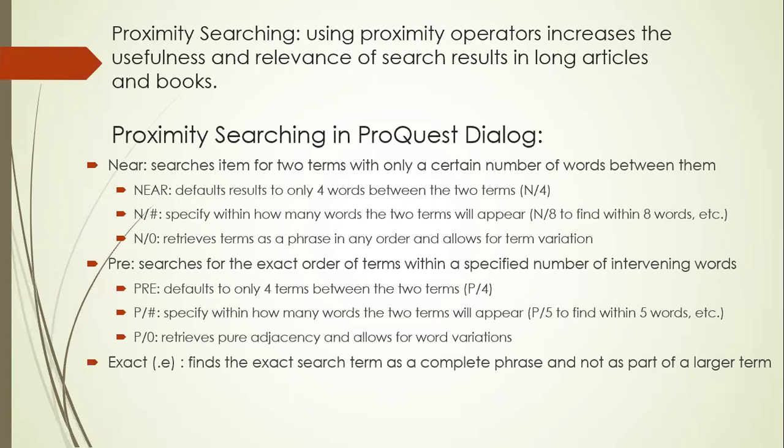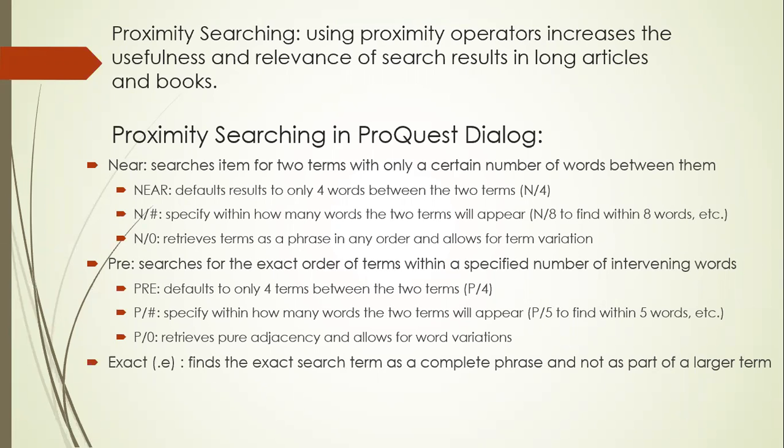n/0 retrieves terms as a phrase in any order and allows for term variation, but with no words in between those two words. Pre is very similar to near, but it searches for the exact order of terms within the specified number of intervening words. This one will ensure that the order of the words as you type it in would be maintained. So again, if you were using that example of Chinese cinematography, it would appear with Chinese always coming before cinematography. Pre by itself would also default to only four terms between the two terms.